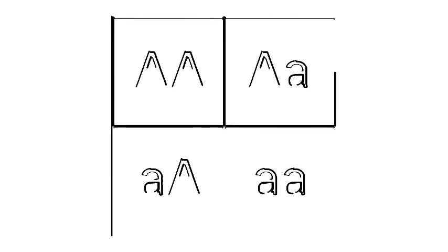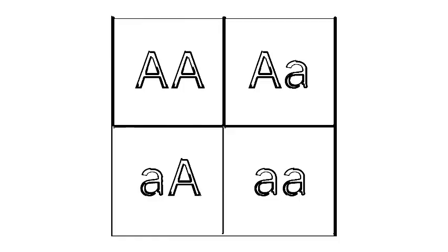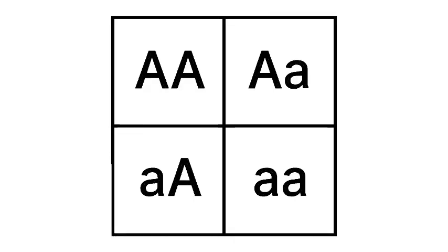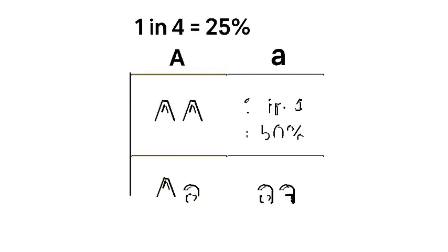For example, let's say both parents are Aa. Each child's square can be top left, AA, top right, Aa, bottom left, Aa, bottom right, aa. So what does that mean?